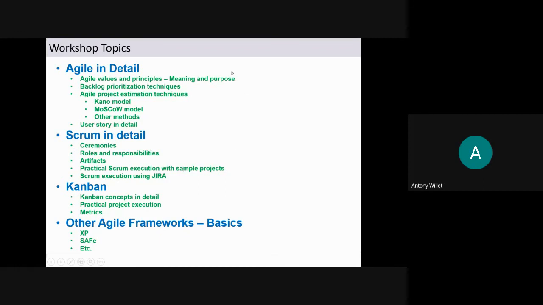Also Kanban: whatever I have covered is very, very basic. Only the introduction, only the definition I have given. So we can see Kanban concepts in detail, practical project execution and metrics, especially metrics. Agile metrics we can cover in detail, because using metrics only we can keep measuring the progress and the success of the project using Agile. Also we can cover basic things about other Agile frameworks like Extreme Programming, SAFe, and different layers in SAFe, if we can afford a 1 or 2 day session.